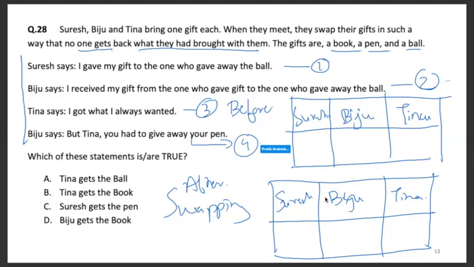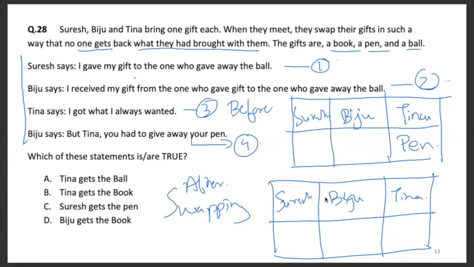The fourth statement clearly hints that Tina originally had the pen as a gift. Of course, she gets something else, but before swapping she had the pen, which means the book and the ball were with Suresh and Biju, either way. Now, when I read the first statement, I gave my gift to the one who gave away the ball, which means that Suresh is giving away his gift to Biju because that's the only person left.